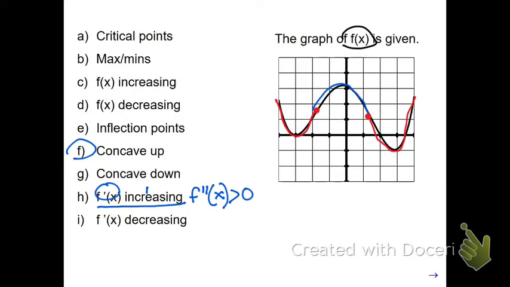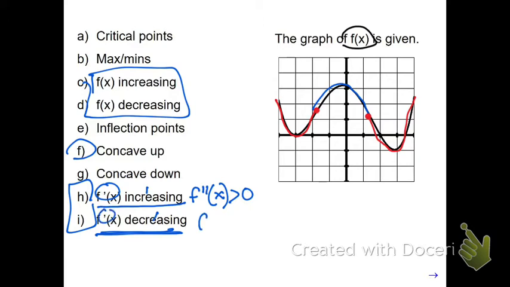Notice that H and I are not the same as C and D. So this one is a trick. It's really a second derivative question. Derivative of derivative, that's the same as second derivative negative. That's the same as concave down. It's the same as letter G. It's this region right here. All right, so now we're going to switch it.